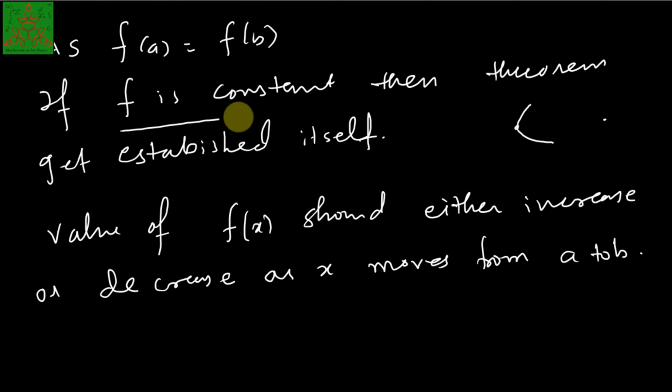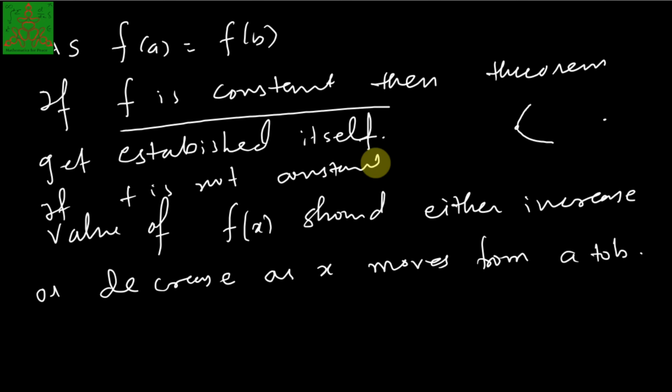As we have considered now, the function is not constant, because if it is a constant... So if I can say f is not constant, then as f of a is equal to f of b, the value of f of x should be either increasing or decreasing as it will move on the interval AB.